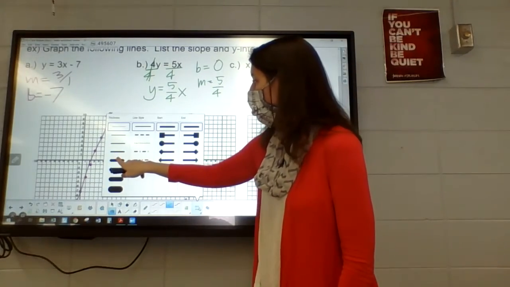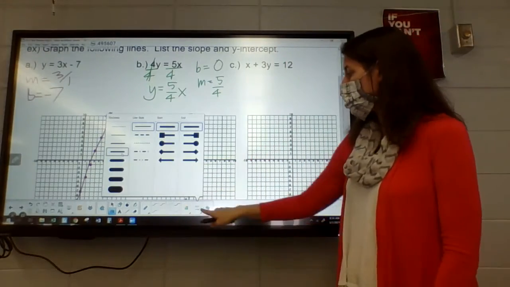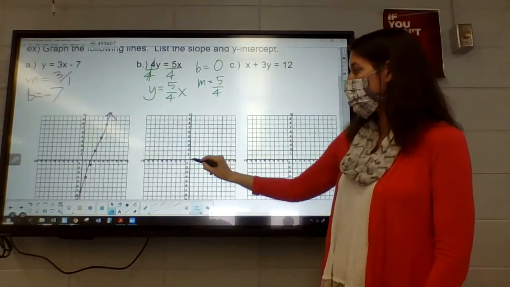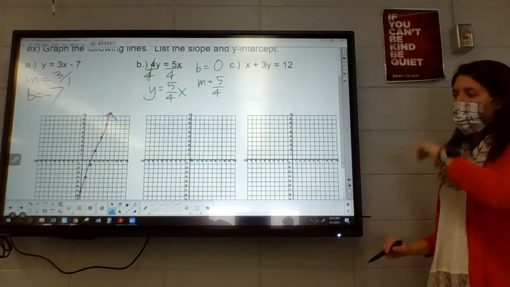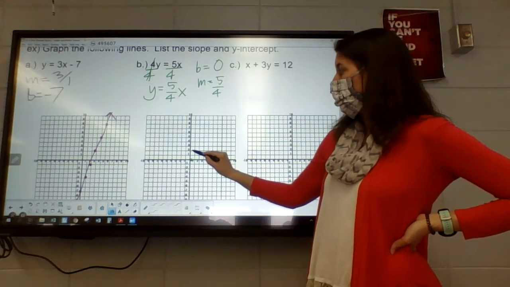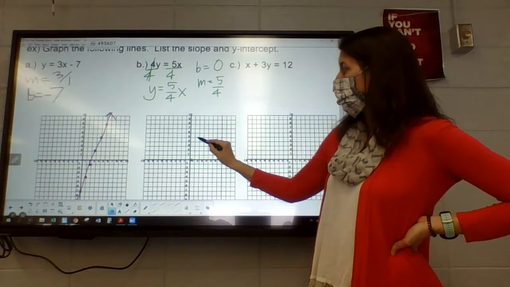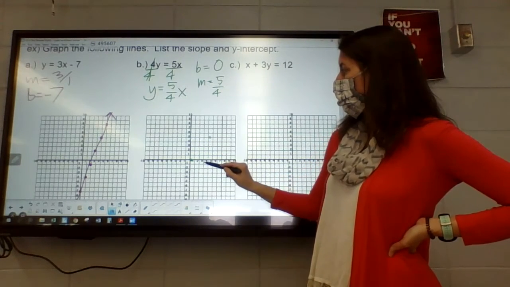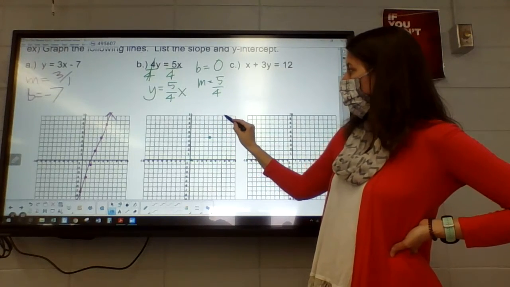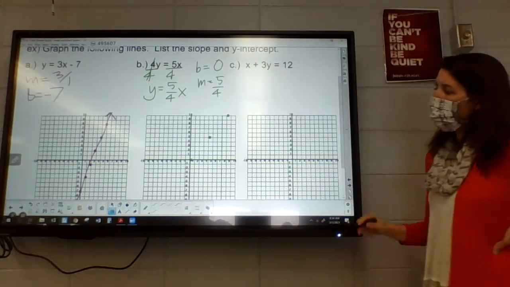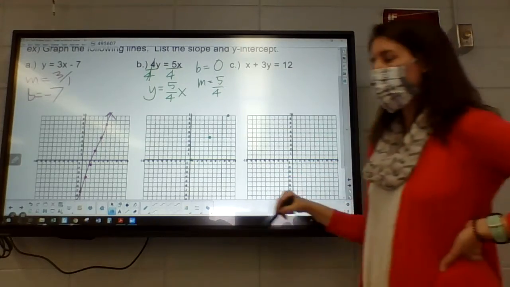So we're ready to graph this. We're going to start with b, so we're going to start with 0. And then from there, I'm going to go up 5 and over 4. And then I can reverse it and go down 5, back 4.